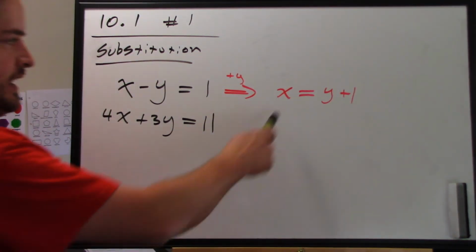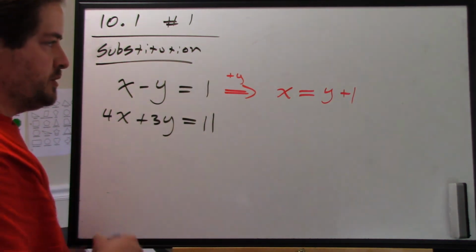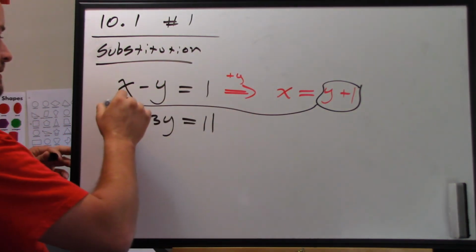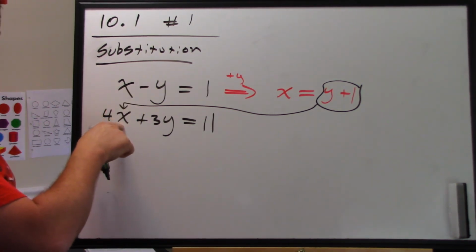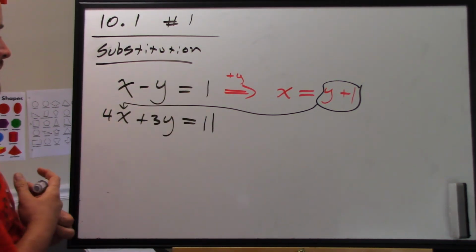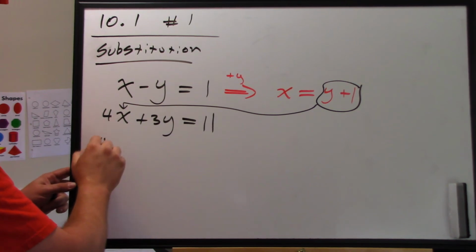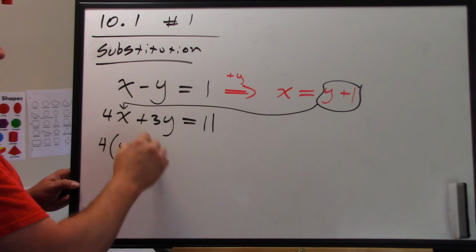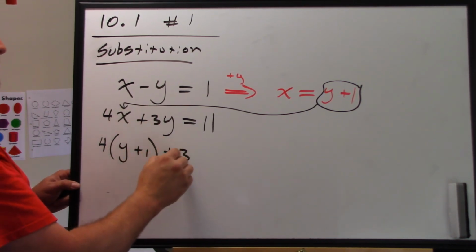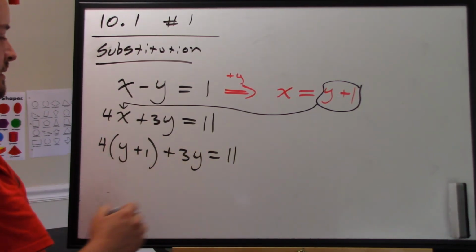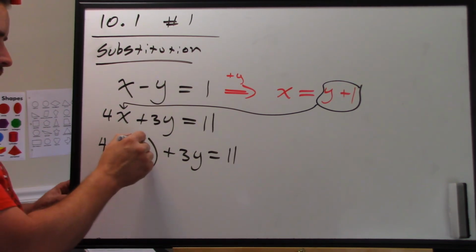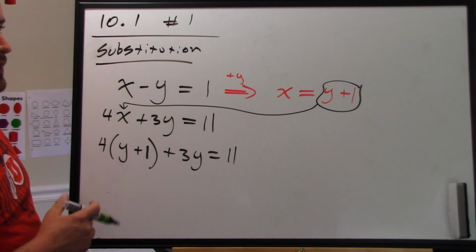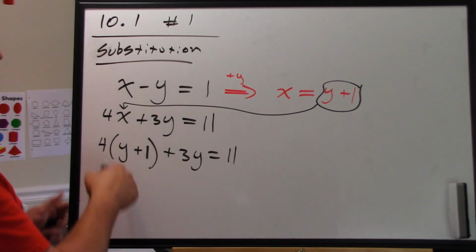But that tells me that x has to be equivalent to y plus 1, which means I can take this y plus 1 and say, since it's equivalent, that I can replace the x in the other equation with y plus 1. So I will. I'll have 4, and instead of multiplied by x, I have multiplied by y plus 1. And then the rest of the equation, plus 3y equals 11. And then I simplify, and I only have one variable here, I just have y, so it should be easy to simplify down to y equals some specific value.